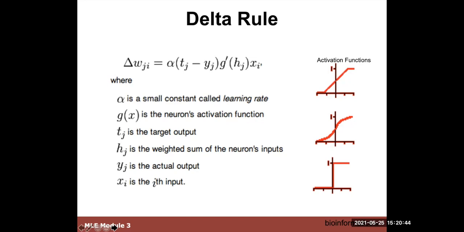And so all of these things, from the learning rate, the difference, the neuron's activation function, and the weight of the input, are used to calculate how you're going to change your weights. So there's a mathematical structure to the weight calculation, but it's able to change the weights so that the perceptron gets closer and closer to the correct answer.